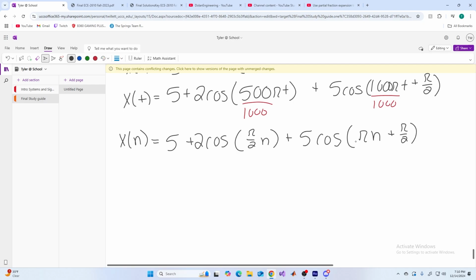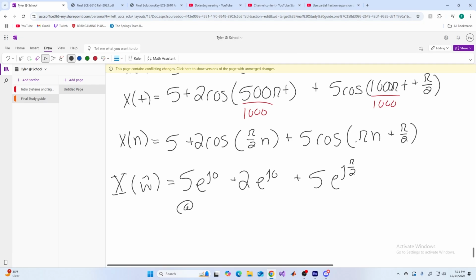So we're going to get x, remember the funky looking one, the x sub w hat equals 5 e to the j0 plus 2 e to the j0 plus 5 e to the j pi divided by 2. This is at w hat equals 0, w hat equals pi divided by 2, w hat equals pi.